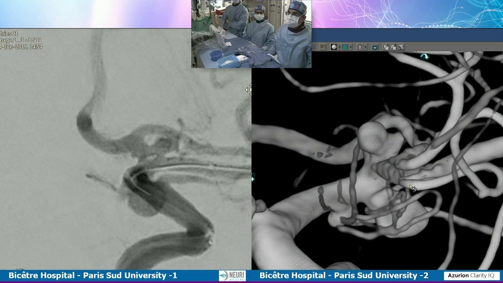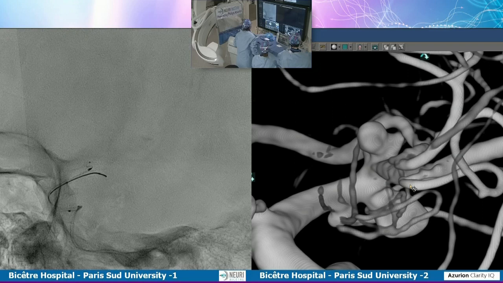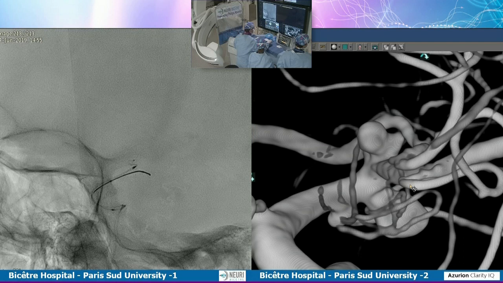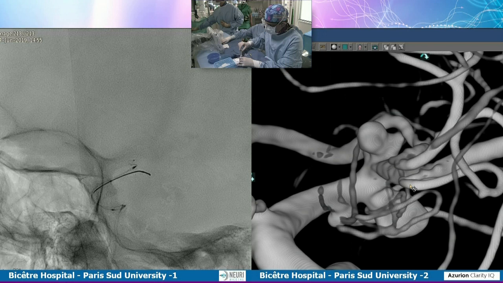So you have all the projection that you have been already using. You can call back the image, you can call back the subtraction, you can call back the roadmap. You can use the middle screen to magnify it in between your finger. You can bring another view inside. Everything is under control from the tablets here.